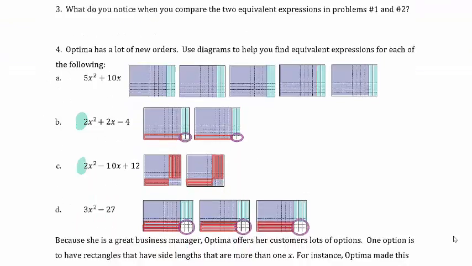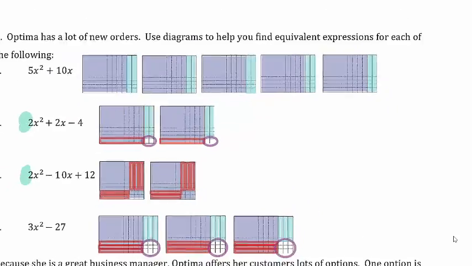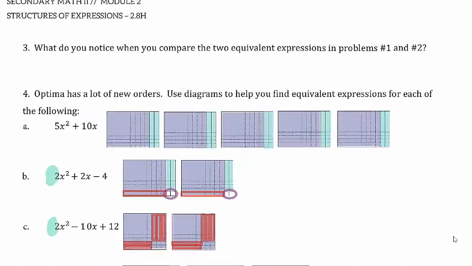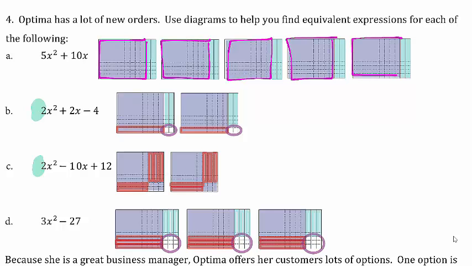Okay, so let's look just at a couple more of these. Optima has a lot of new orders. Using the diagram to help you find the equivalent expressions for each of the following. So here, notice, it is 1, 2, 3, 4, 5 x squareds, and then they had 10 x's, 1, 2, 3, 4, 5, 6, 7, 8, 9, 10, okay?